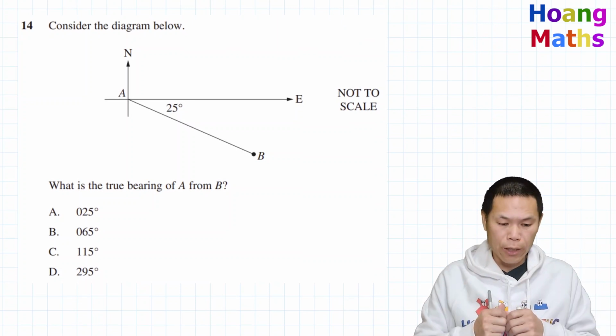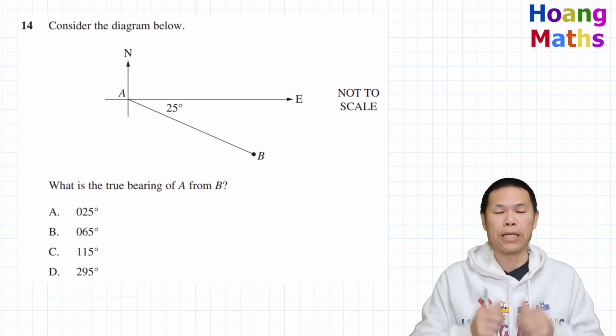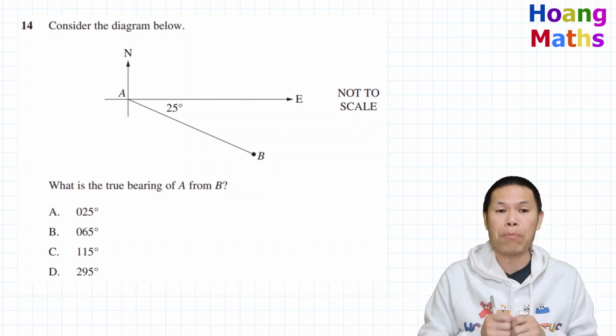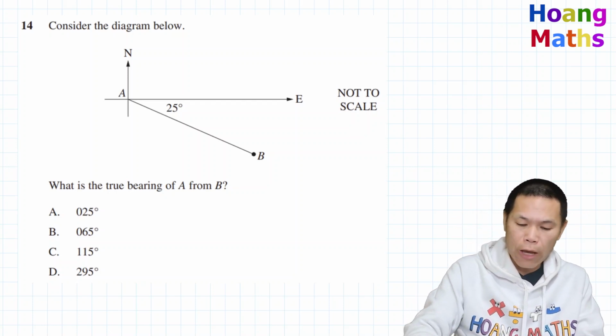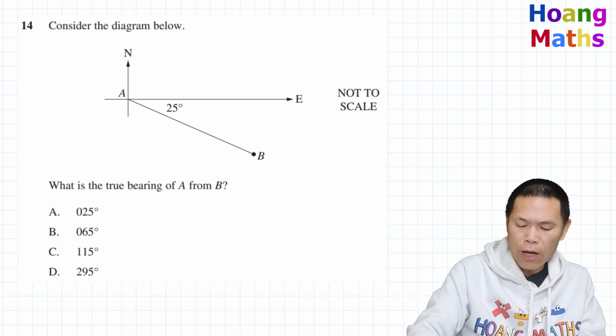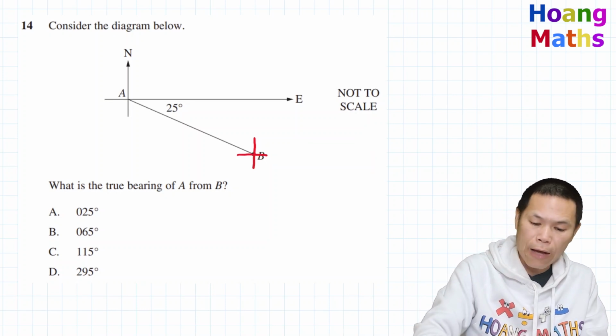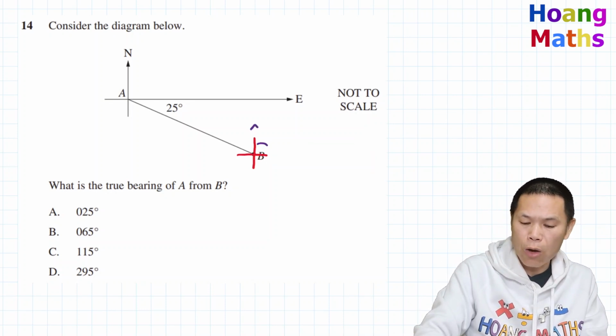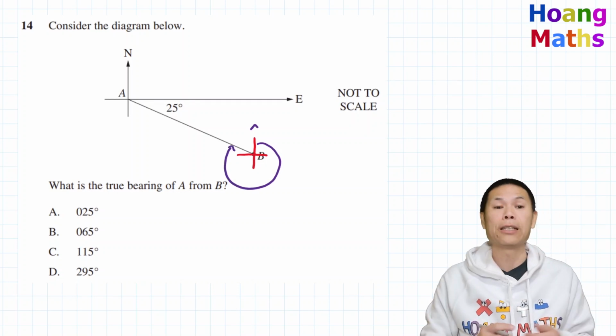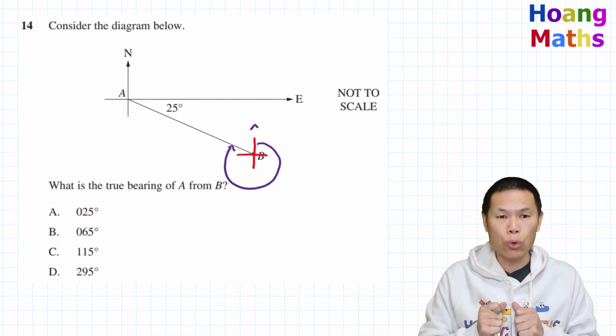Question 14. What is the true bearing of A from B? So don't forget, from B. That means from B to A. So therefore, we need to write a reference point at B, because it is from B to A. For true bearing, we start from north and we go clockwise. There you go. That is the bearing from B to A.